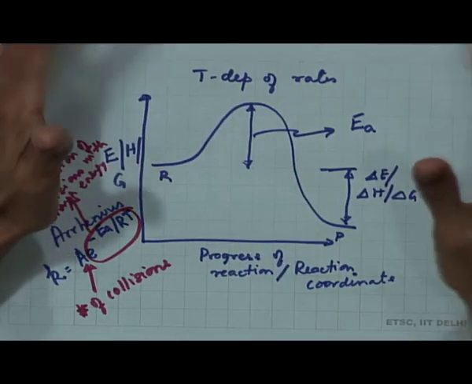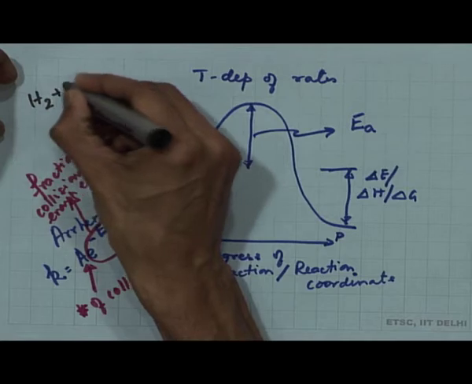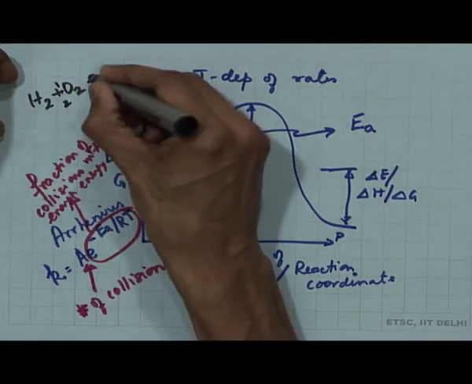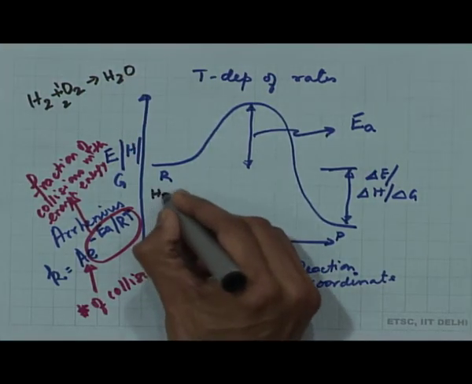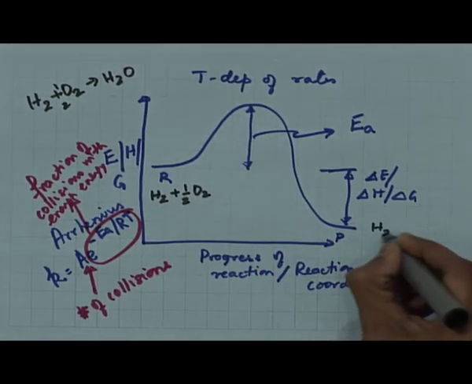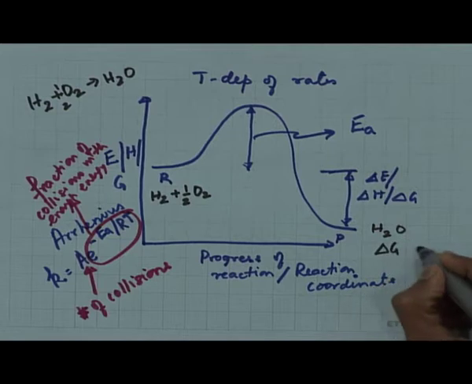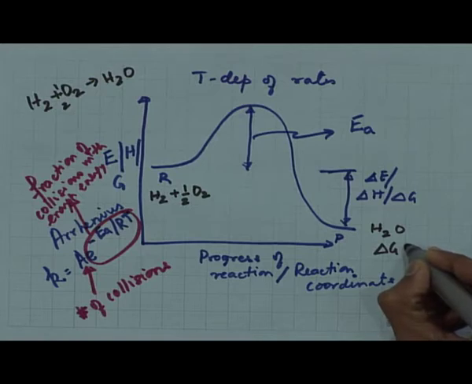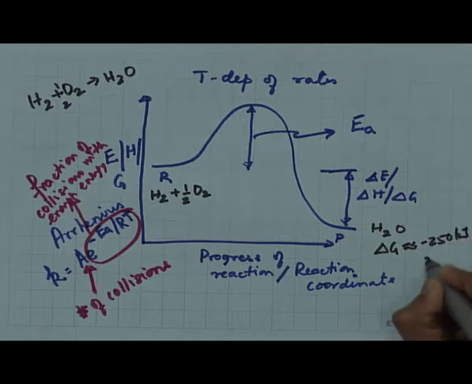So, imagine a reaction between A and B, or let us imagine H2 plus half O2 giving you H2O. So, the reactants here, to give you a concrete example, are H2 plus half O2, and this is H2O. And if I look at this reaction, the delta G is very largely negative, approximately minus 250 kilojoules per mole. That is what we have.